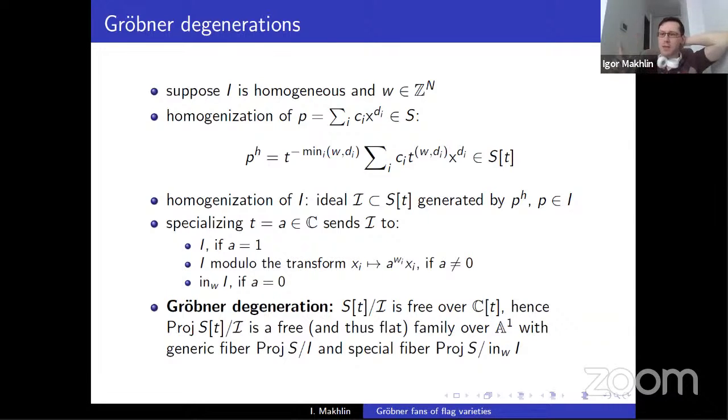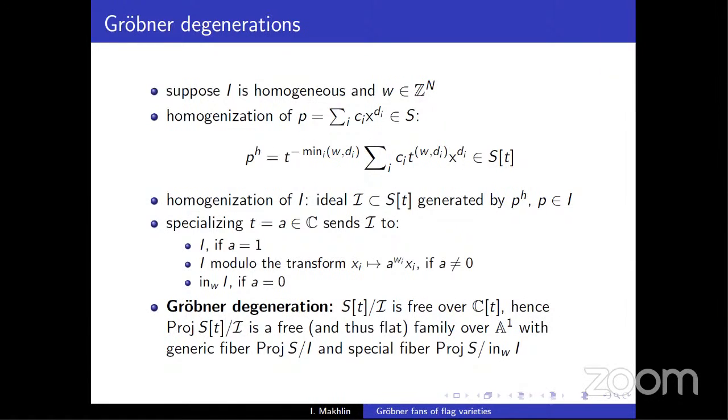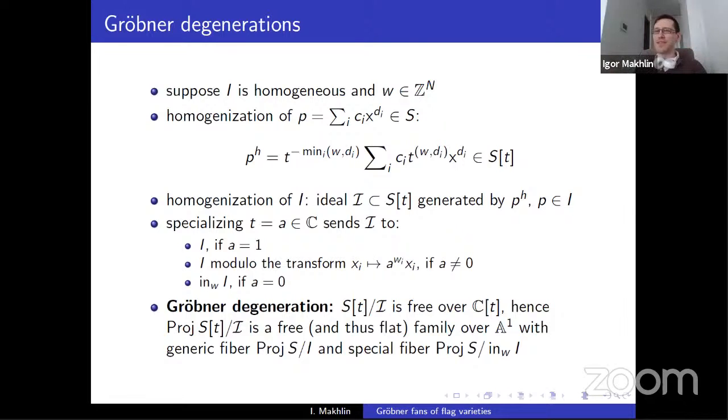No, the other way around. The special fiber, the zero fiber, is given by the initial ideal. The word initial has two meanings, so I try to use original. The original variety is the generic fiber, and the degenerated variety is the special fiber.